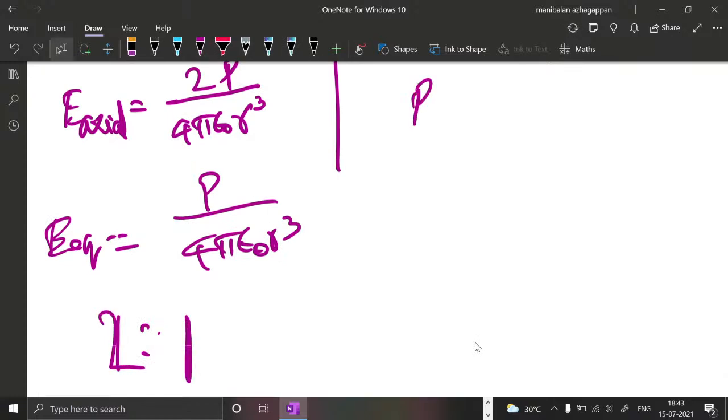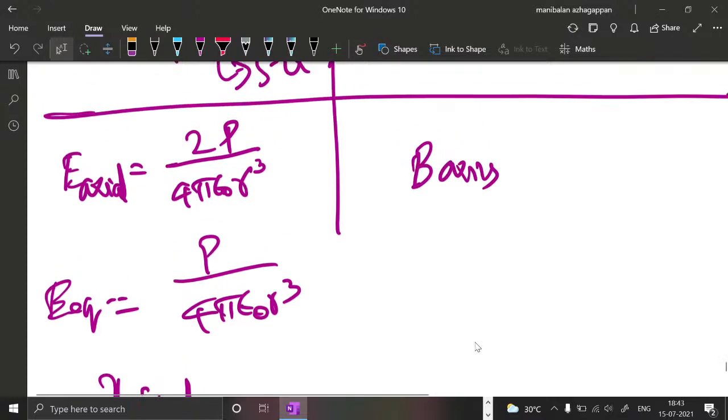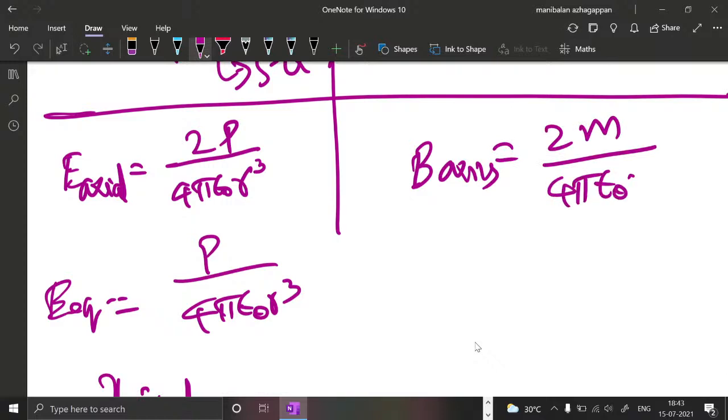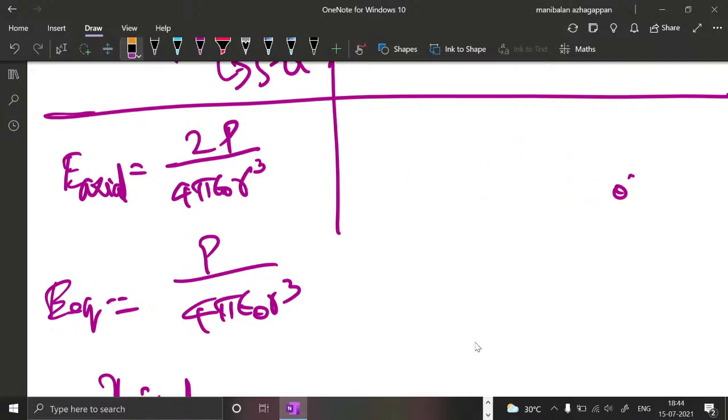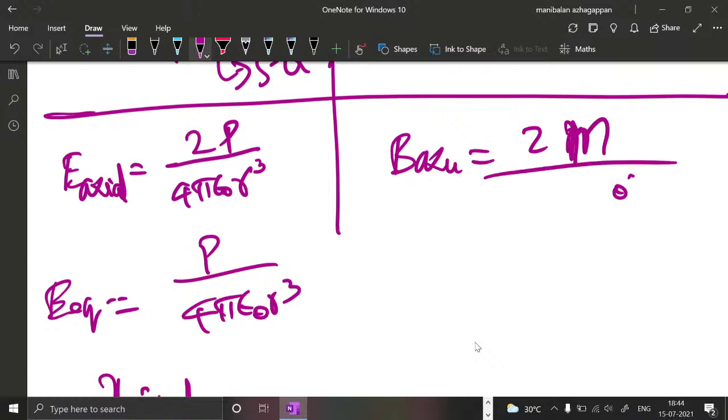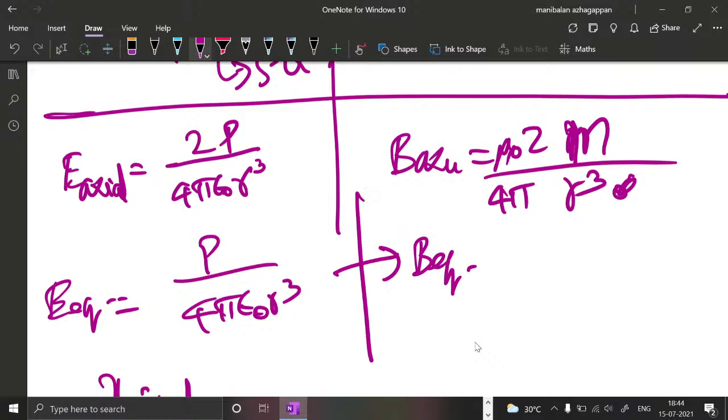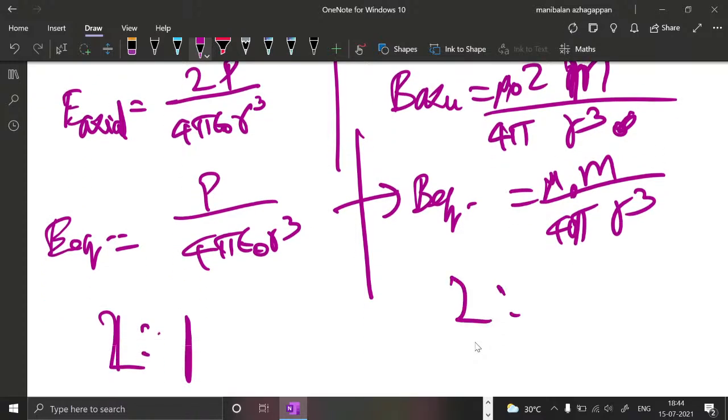Next, the magnetic field due to the axial line. Axial line means end-on side, equatorial line means broadside-on. The magnetic field formula will change accordingly, but it is similar. B at the axial line is equal to 2 times small m times mu naught divided by 4 pi r cube. For the equatorial line, it is m mu naught divided by 4 pi r cube. The ratio for this also is 2:1.